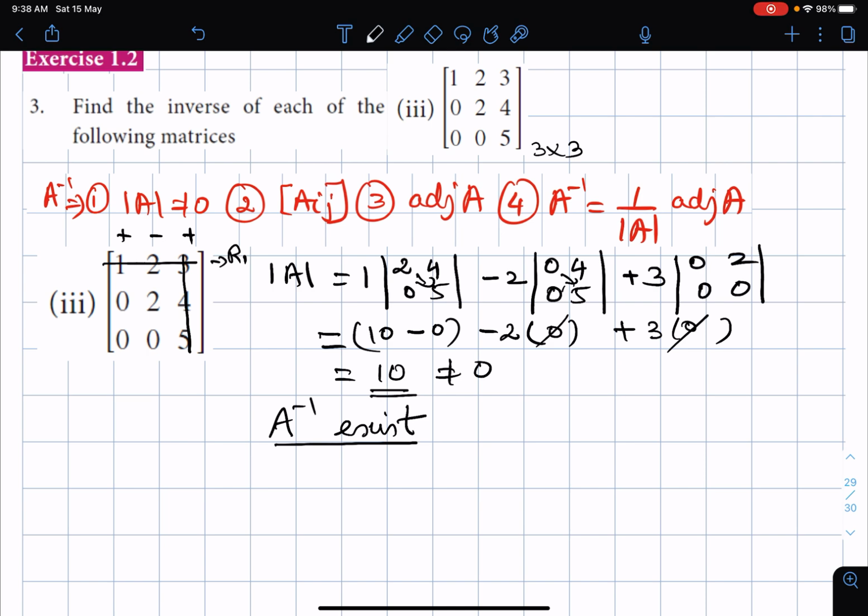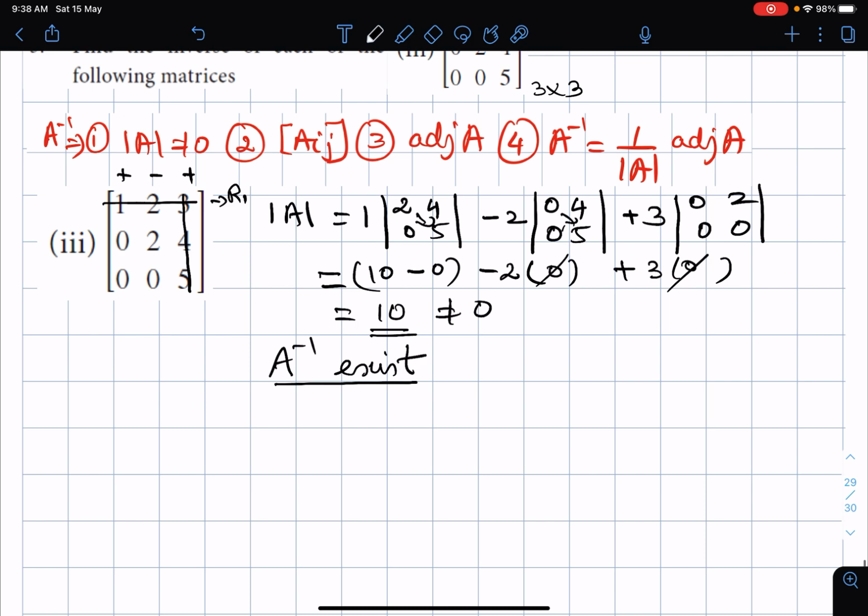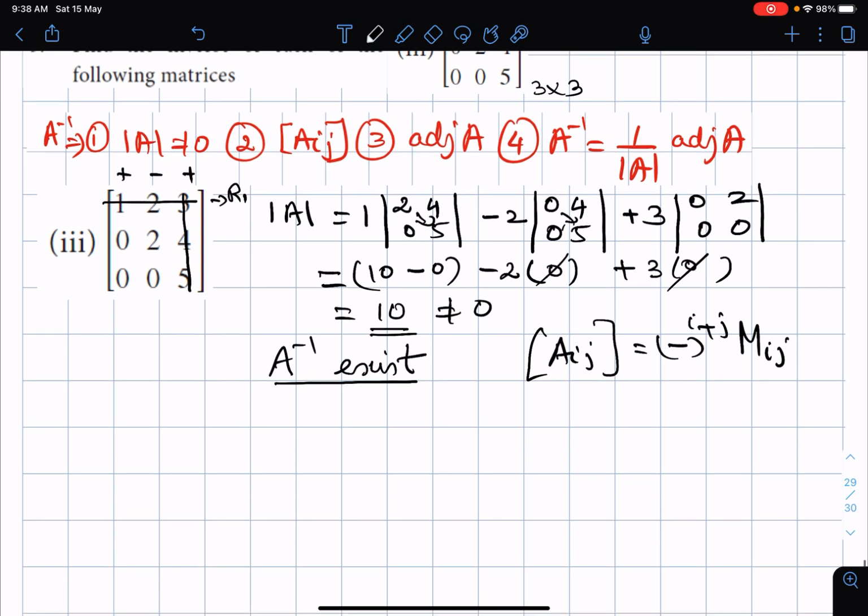Before going to adjoint, we have to find the cofactor matrix, and as I told you in the previous sums, for the cofactor matrix I have given you a shortcut with the sign convention. Your cofactor Aij is going to be your signed minor, that is, minus 1 to the power i plus j into Mij. This is going to be your Aij. So for this, the short form we have written is what I have told you.